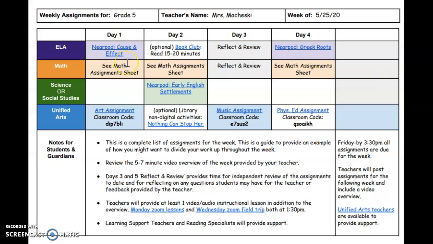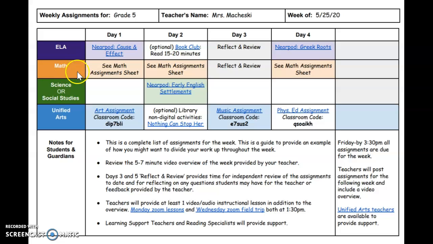Okay, the learning objective for this first cause and effect module is I can explain the cause and effect relationship between 2 or more individuals, events, ideas, or concepts in a nonfiction text. And then here in our second Nearpod module on Greek roots, your learning objective is I can use Greek roots to figure out the meaning of words. So both of these modules you'll see are shorter than in the previous weeks due to the shortened week, but they will give you some practice with how to use these skills.